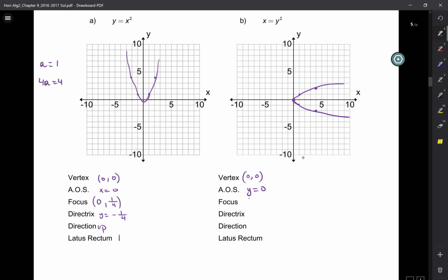And where is the focus? Do I change the x or the y value for the focus? Am I going to go horizontally from the vertex or vertically from the vertex for the focus? Horizontally. So if this is the vertex, the focus is going to be somewhere here. So I have to go horizontally. That means I make the changes to the h value. So it's going to be 1 over 4 comma 0. The directrix then will be y equals how much? Negative 1 over 4. X equals, I'm sorry, yes.